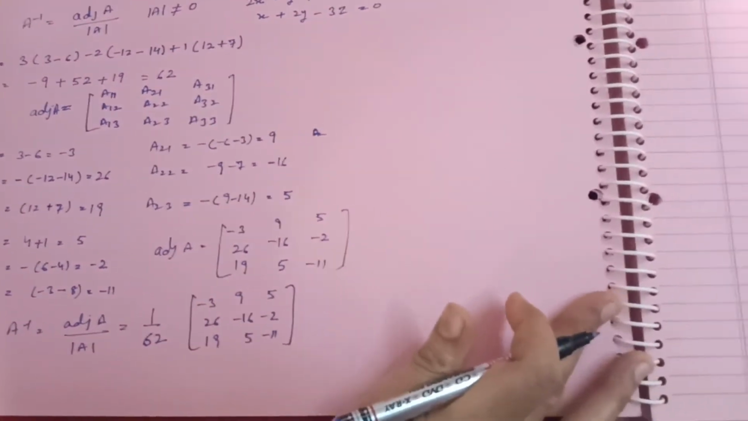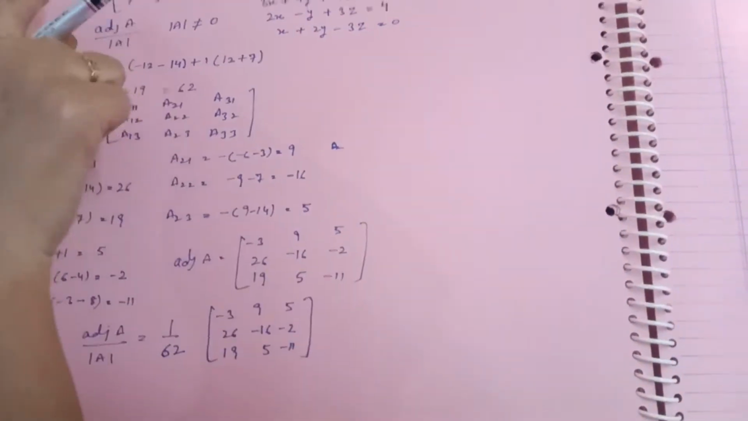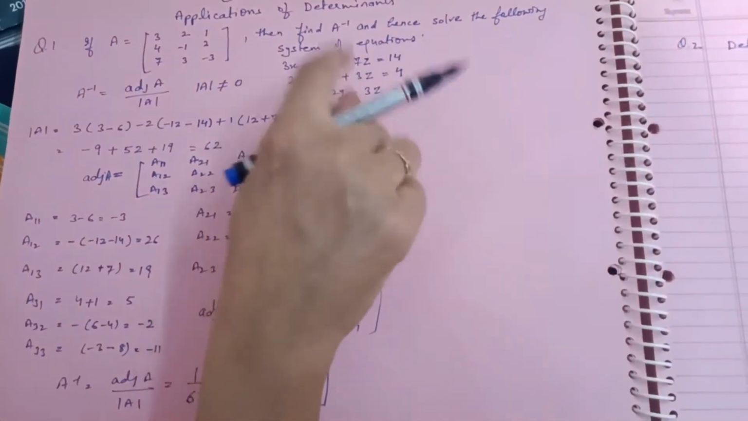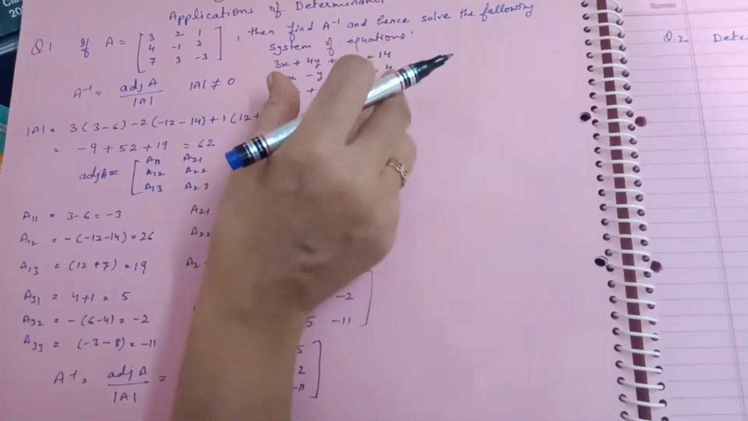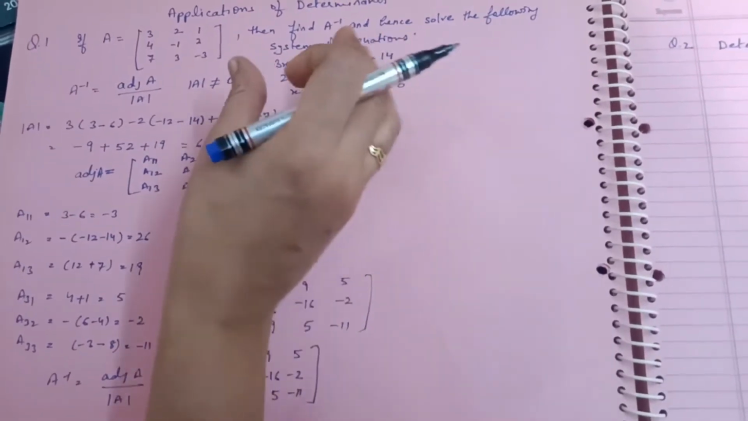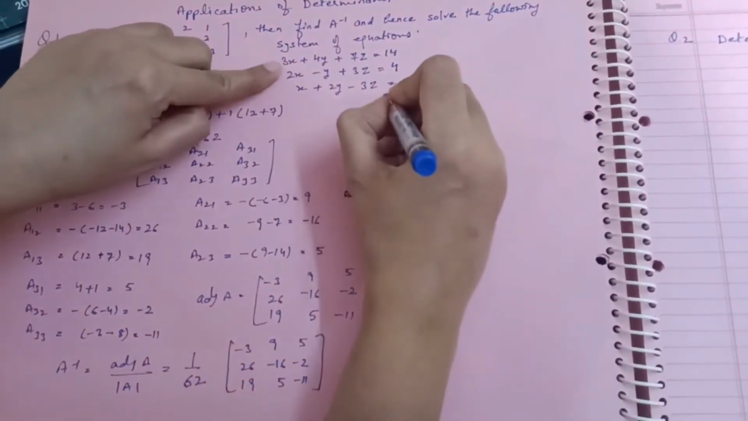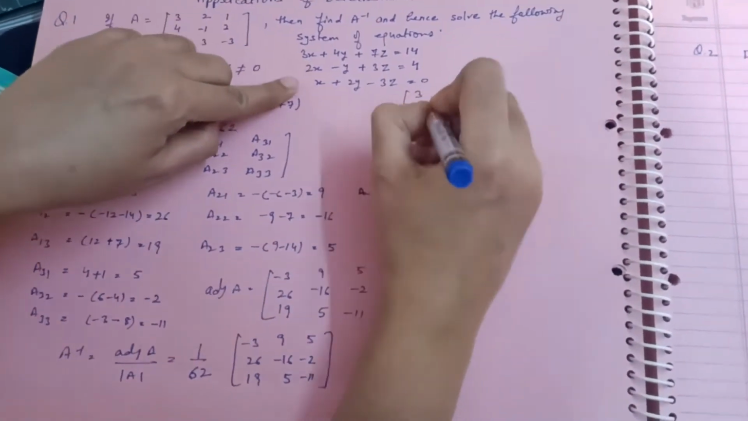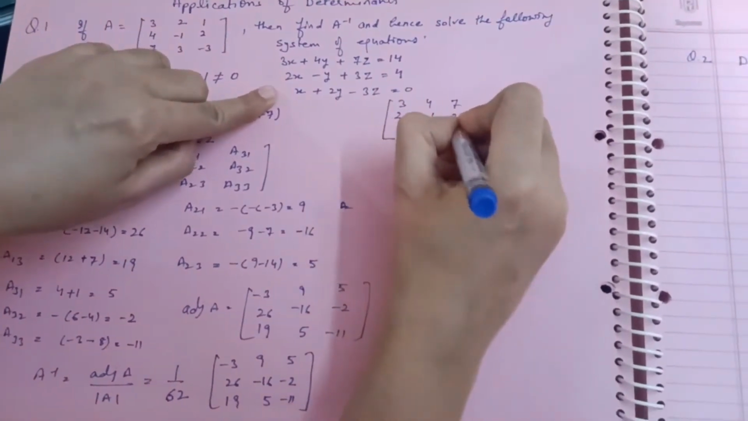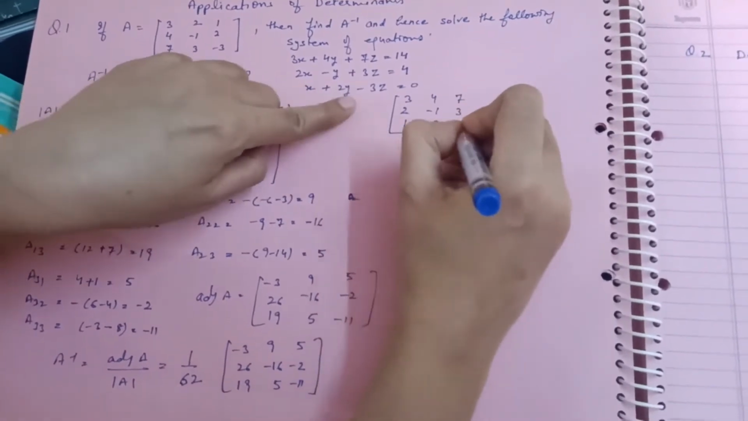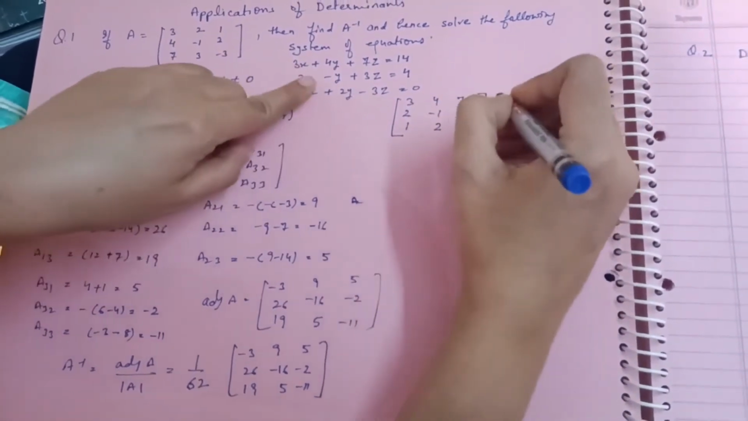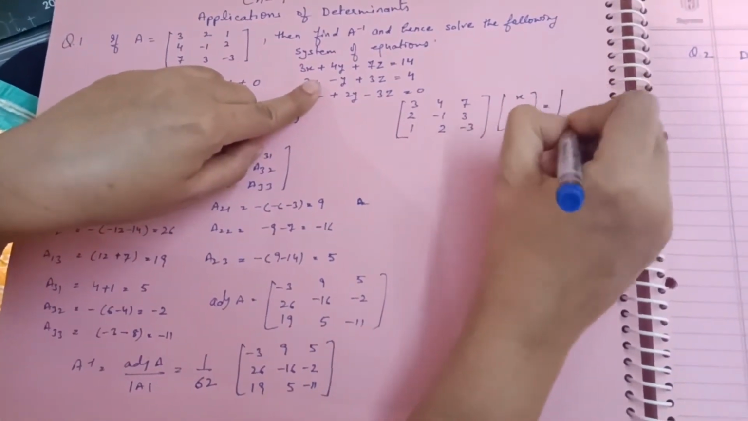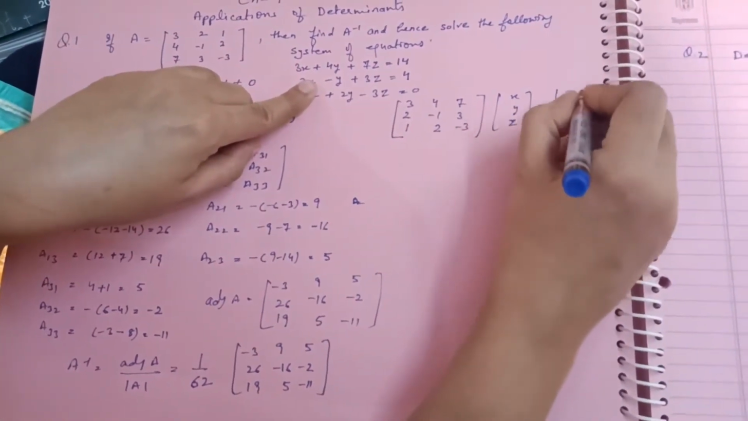Okay, now see, the first part was: A is given, find A inverse, and hence solve the system of equations. Very good, this one. I already told you, you can divide into matrices. The first matrix will be of coefficients: 3 4 7, 2 minus 1 3, 1 2 minus 3. This is the coefficient matrix. Then comes X Y Z, and the third matrix will be 14 4 0.